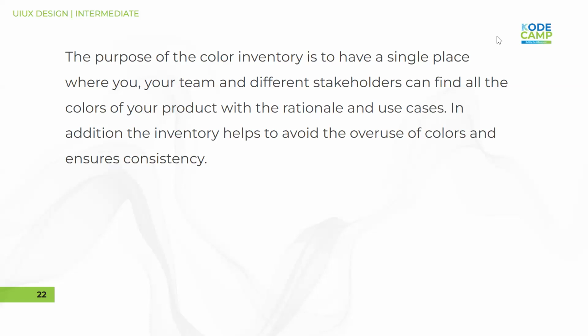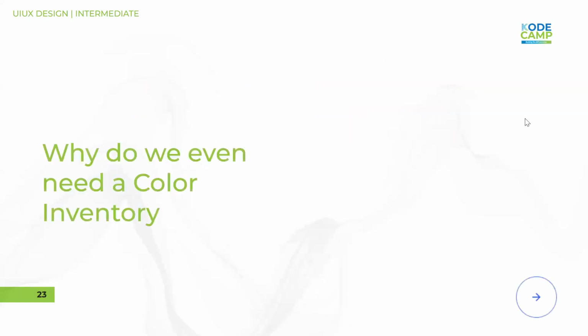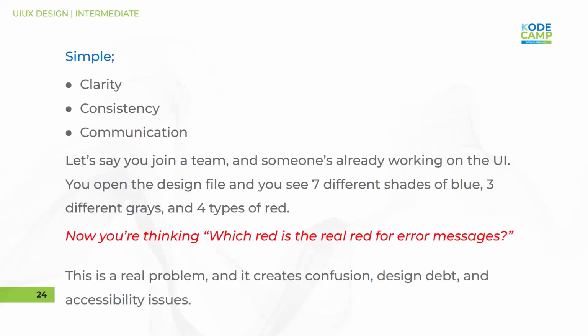All right, so let's say you join a team and someone is already working on the UI. This is where we say we need this color inventory. So the question arises, why do we even need the color inventory? It's simple. It's for clarity, for consistency, and for communication. You open the design file and see 7 different shades of blue, 3 different grays, and 4 types of red. Now you're thinking, which red is the real red for error messages?